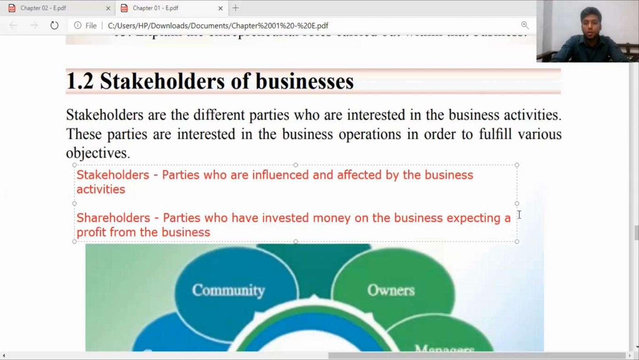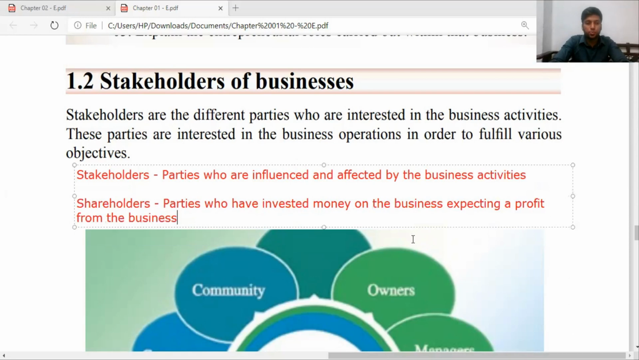So I gave a clear picture about what we spoke. Stakeholders are parties who are influenced and affected by the business activities. Shareholders are parties who have invested money in the business, expecting a profit from the business. So you see the difference: a shareholder can be a stakeholder, but all stakeholders are not shareholders, because shareholders are a part of stakeholders. But a shareholder itself is not a stakeholder. That's what I want to mean.